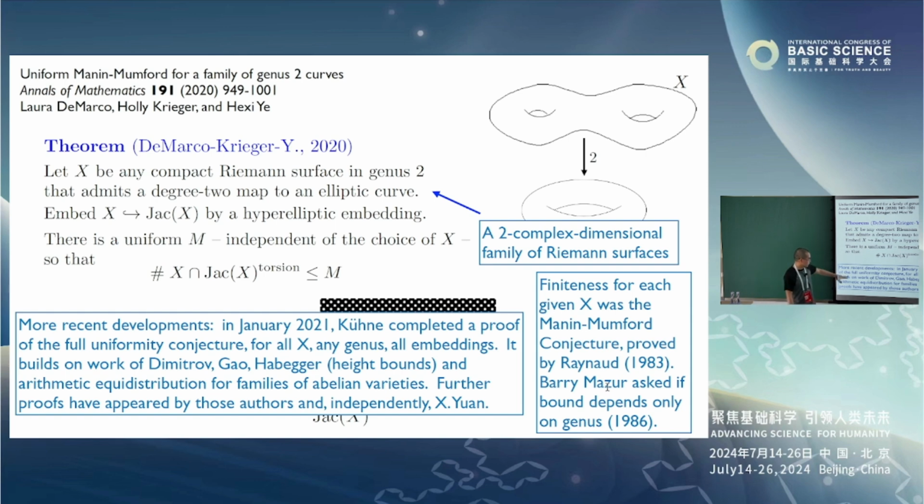It builds on the work of Dimitrov, Gao, and Habegger, on the height bound, and also the arithmetic degenerations for families of abelian varieties. Further proofs have appeared by many authors, and also independently by Hexi Ye. What I heard from Hexi Ye is that his proof is different from this approach. So, any questions?